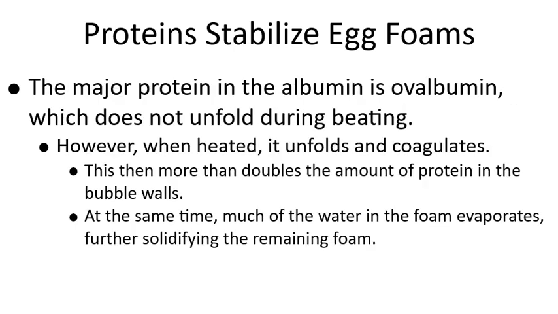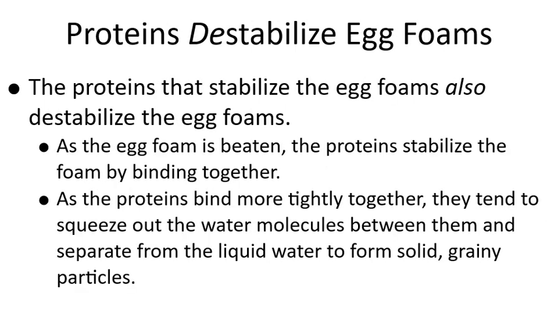This second way works because of ovalbumin, which is the major protein in the albumin. Ovalbumin does not unfold during the beating process, but it does unfold and coagulate when heated. So if we heat the egg foam, the addition of the ovalbumin to the extended protein network more than doubles the strength of that protein network. Furthermore, heating the egg foam also causes some of the water to evaporate, increasing the viscosity and thereby further stabilizing the bubble walls.